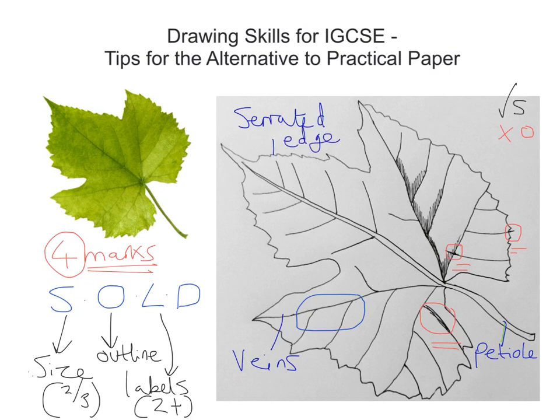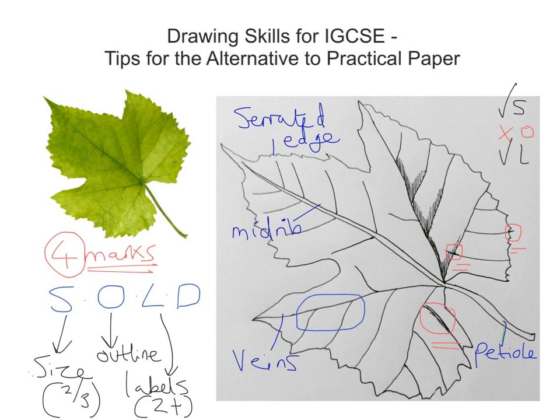We've got in the middle, we can put in the midrib. So we've got 4 labels there. We'll leave it at that for a moment. So I would get the mark for that because I've included at least 2 labels. So I could give myself another mark and put an L for the labels.